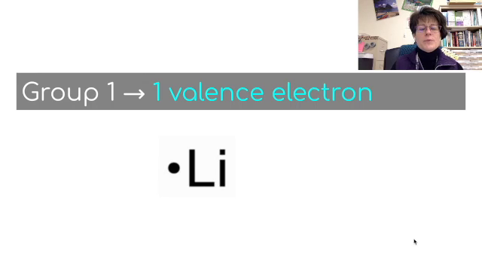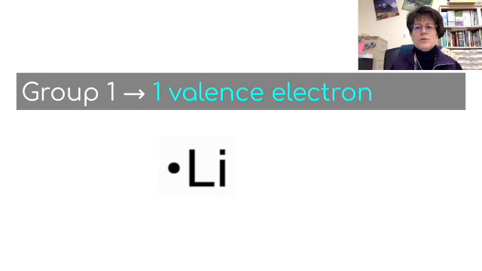So the first thing we're going to take a look at is group 1. Group 1 has one valence electron. So you can see here lithium, group 1. And for the electron dot notation, we just put a dot to the left of the chemical symbol, and that represents one valence electron. And the left-hand side of the symbol represents the s orbitals. So here we have one valence electron in that very first s orbital.